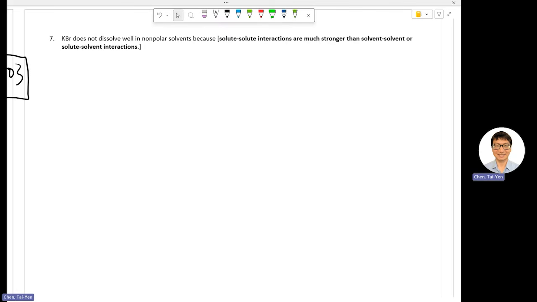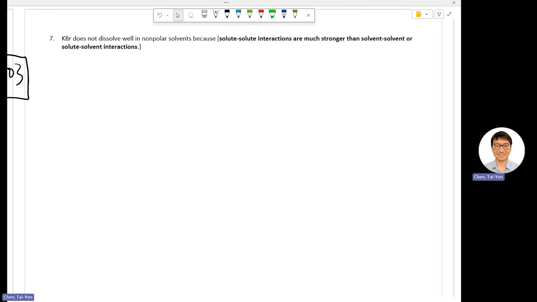This goes back to what we said: delta H solution involves three parts, delta H solute plus delta H solvent plus delta H mixing. Delta H solute means breaking these things apart, which is where the lattice energy term comes in, and it's always positive. The other one is delta H mixing, which is the interaction between the solute and the solvent molecules, and that one is always negative.